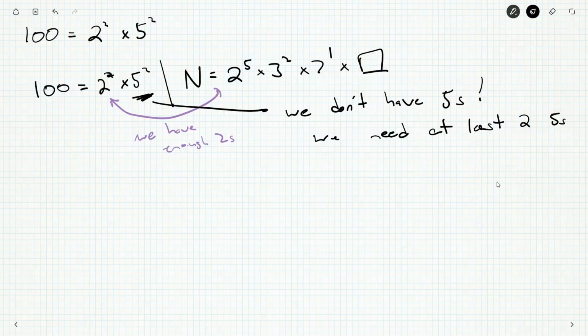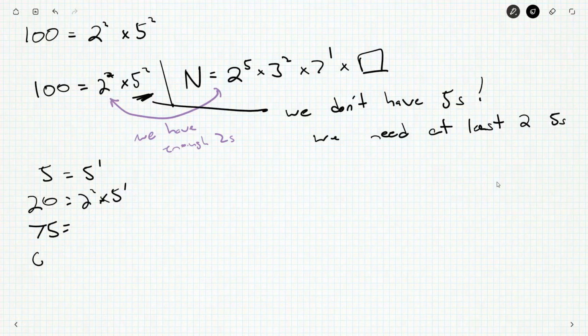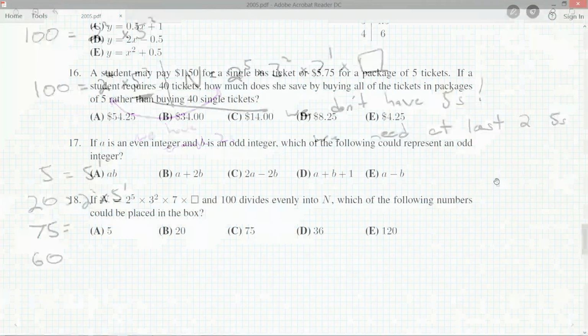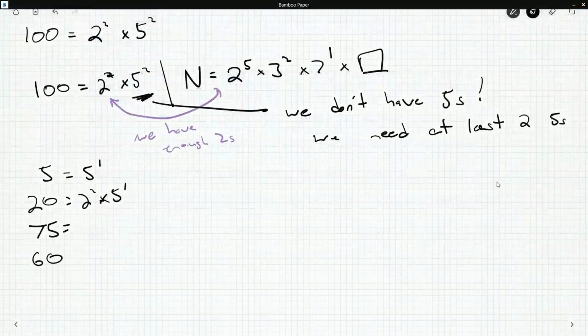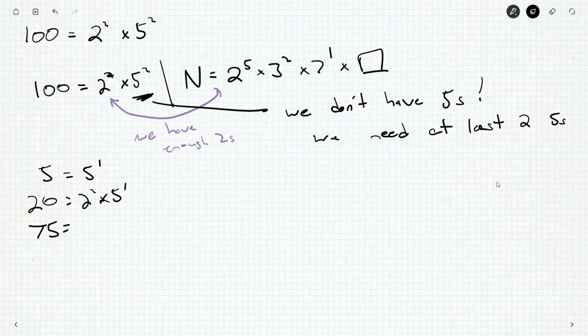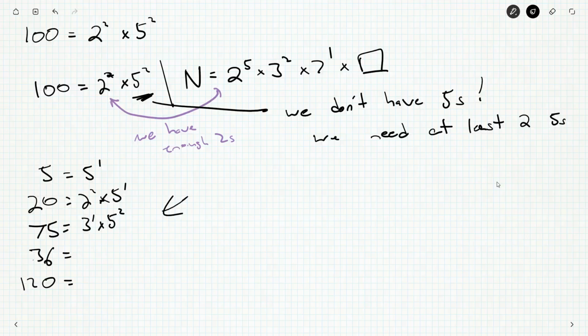Okay, so let's look at our candidate numbers. We've got 5, which is 5 to the 1. We've got 20, which is 2 squared times 5 to the 1. 75 was next, and then 36 and 120. So any of these will do, because we don't care about 3's and 7's and things like that. Any of these will do, provided they have two 5's. 5's got one 5, but that's not enough. We need at least one more 5. So 75, that's 3 to the 1 times 5 to the 2. So we're done. We've got our answer.